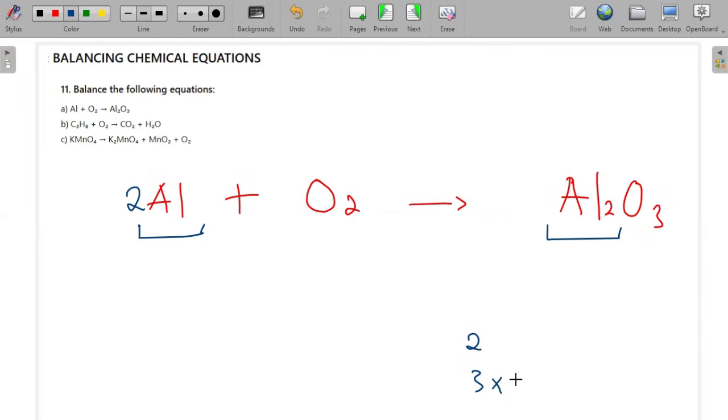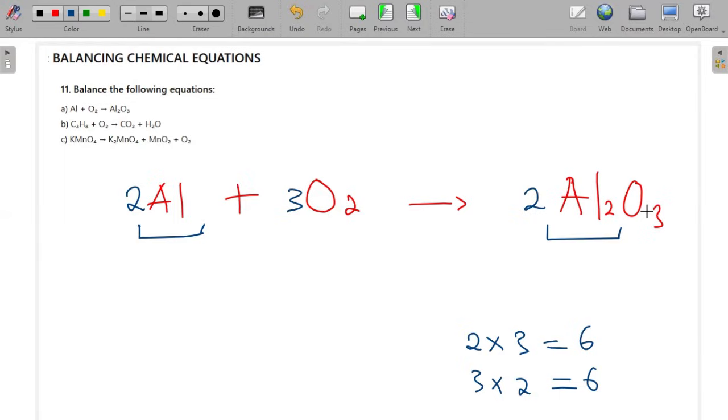So I'll multiply this by 2 and I'll multiply this by 3. You see that I'm going to get 6 here. I'm also going to get 6. So that's what I would do. In front of this O2, I'm going to put a 3 so that I have 6 oxygen. And then in front of this O3, I'm going to put a 2 so that I have what?